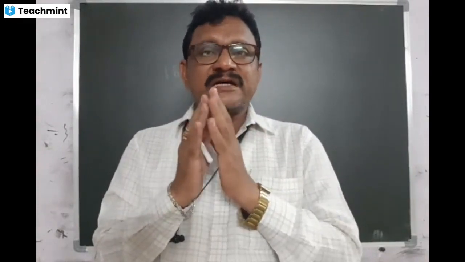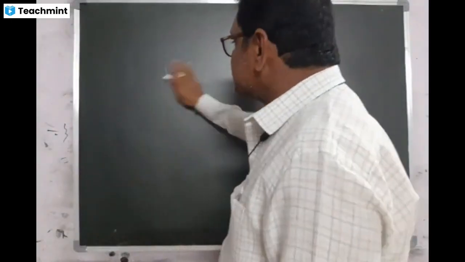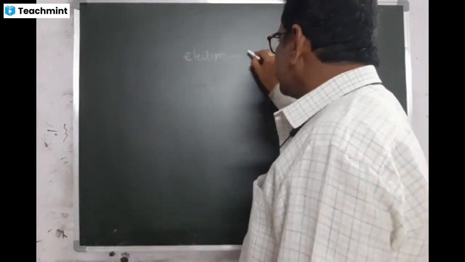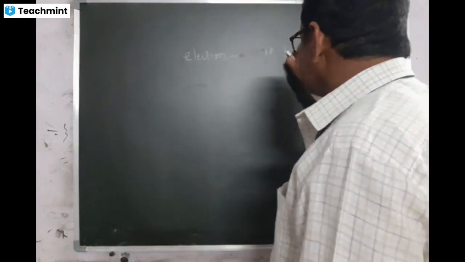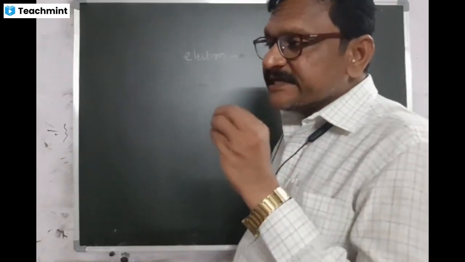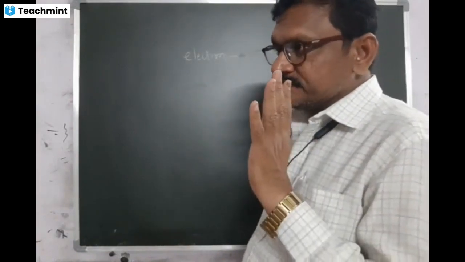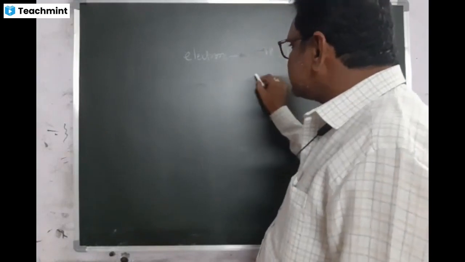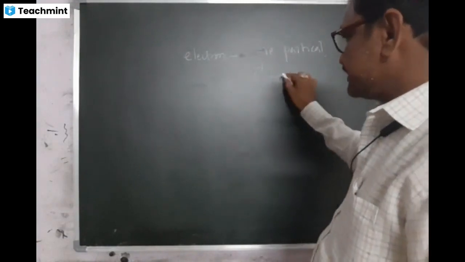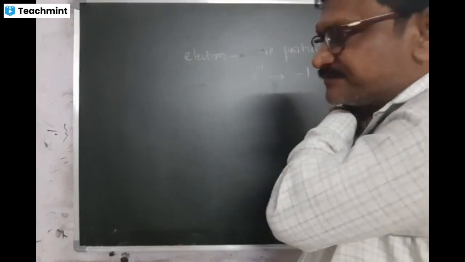From your 8th standard knowledge, you have to remember some important things. Electron means negative particle. That means it carries negative charge. A negatively charged particle is called electron. Electron is represented as e minus, and its relative charge is represented with minus 1.